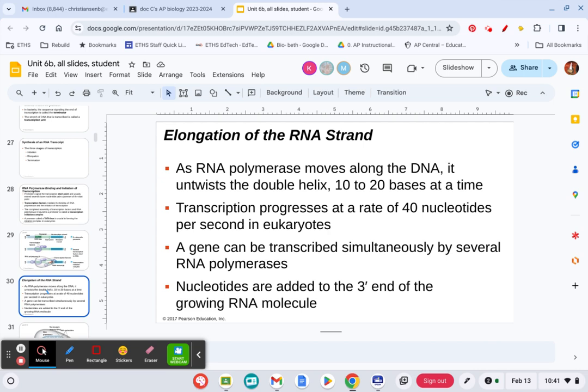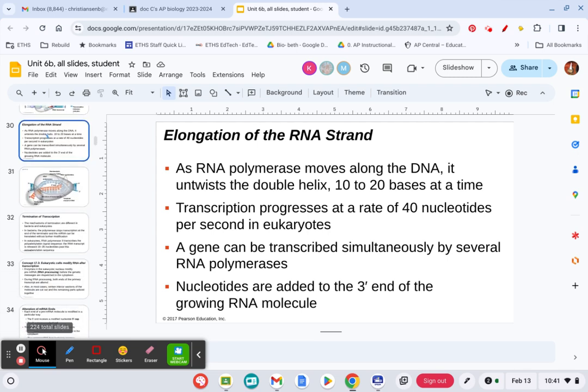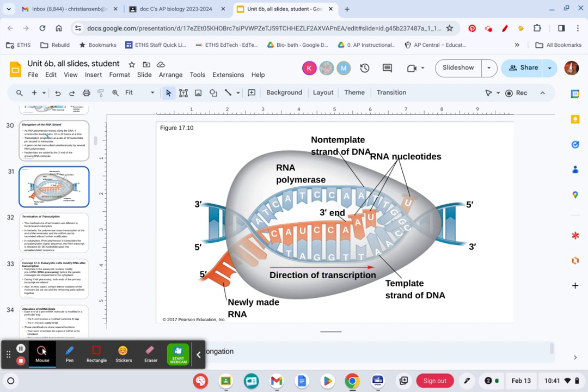Okay, nucleotides are added to the 3' end of the RNA molecule. So they're going from 5 and adding on to the 3. Okay, 5 to 3. This is my transcription bubble. This is where it's actively working. And sorry about the... You can kind of see that one, can't you? So it's actively adding them on at that 3' end. Okay, here's my 5' end, and this is my 3' end.